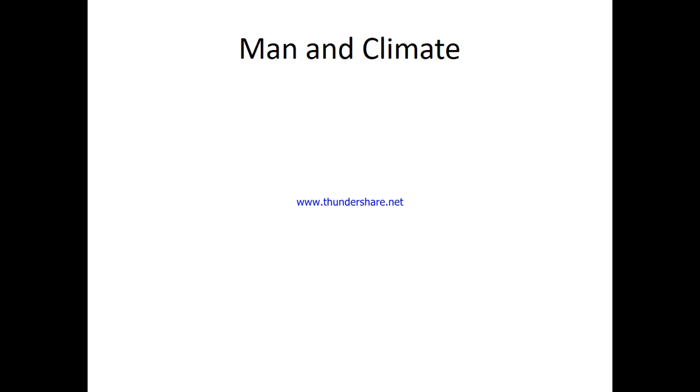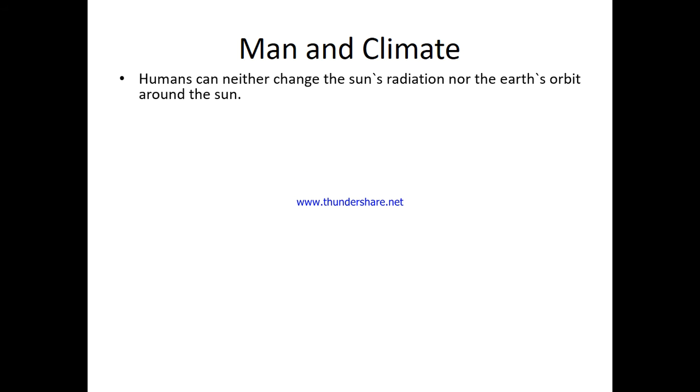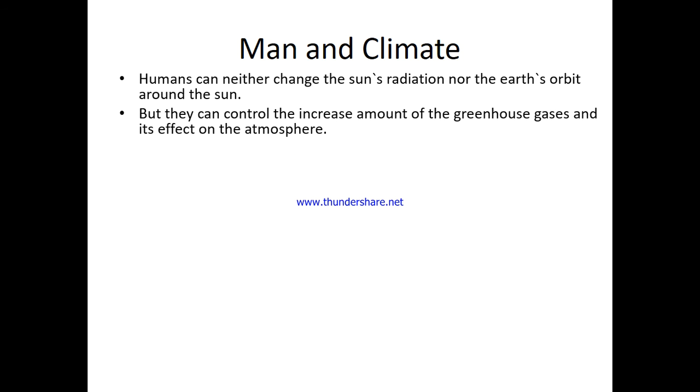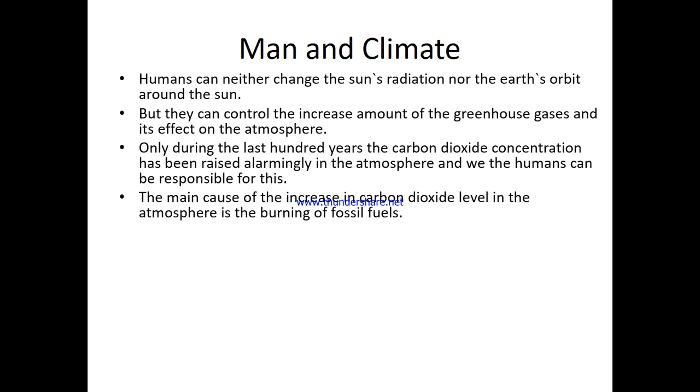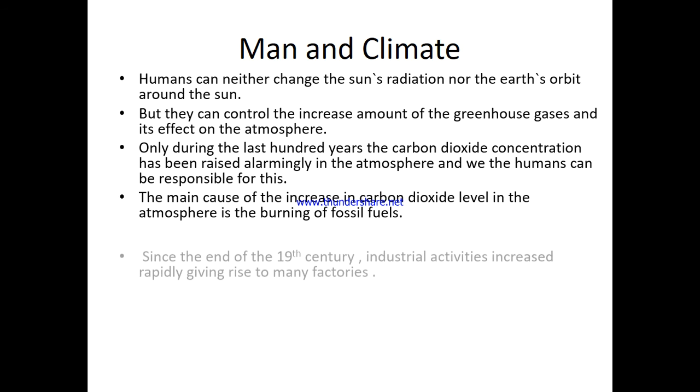Today's topic is man and climate. The text is here. Humans can neither change the sun's radiation nor the earth's orbit around the sun, but they can control the increased amount of greenhouse gases and its effect on the atmosphere. Only during the last 100 years, the carbon dioxide concentration has been raised alarmingly in the atmosphere, and we humans are responsible for this. The main cause of the increase in carbon dioxide level in the atmosphere is the burning of fossil fuels.